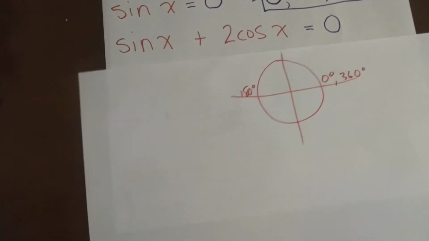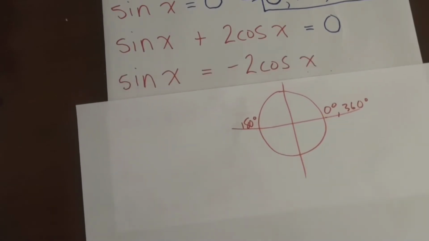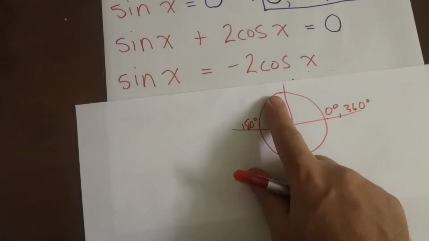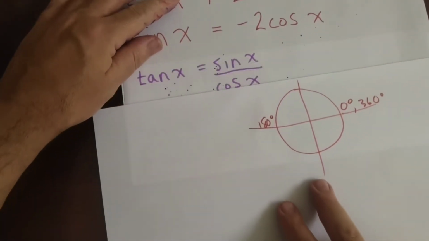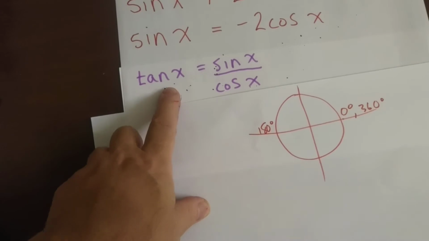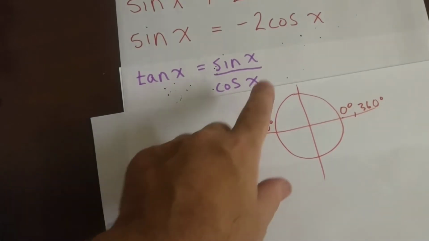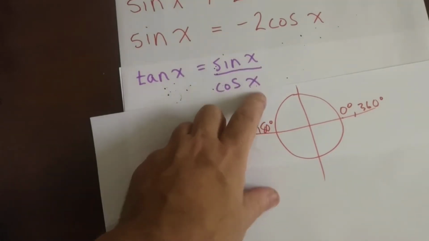And the next step is subtract 2 cosine of x. And I want to go back. I mentioned this in a video before. Don't forget that the tangent of theta, or x, is equal to the sine of theta over cosine of theta.